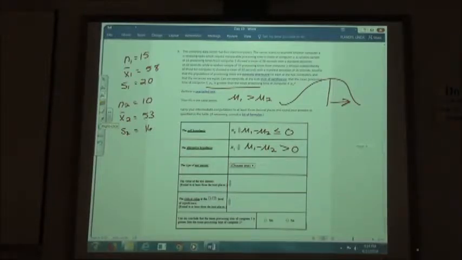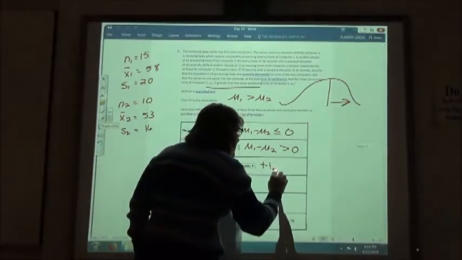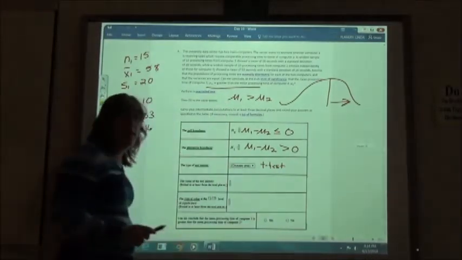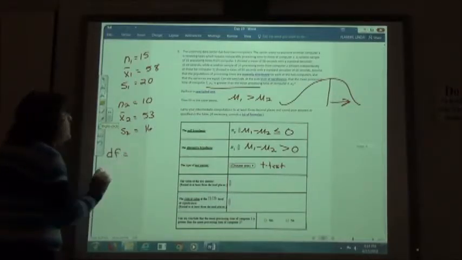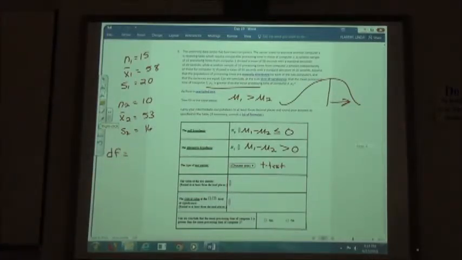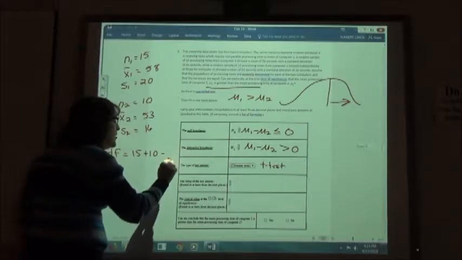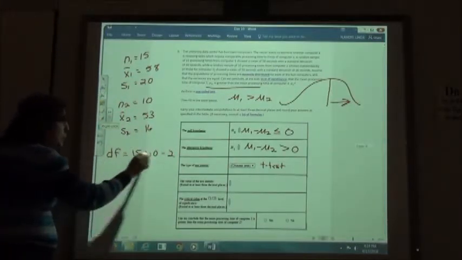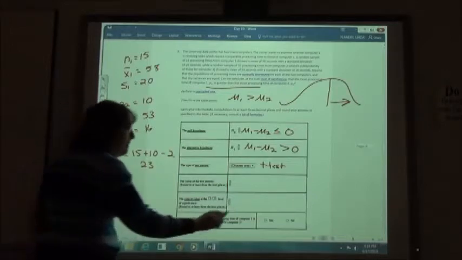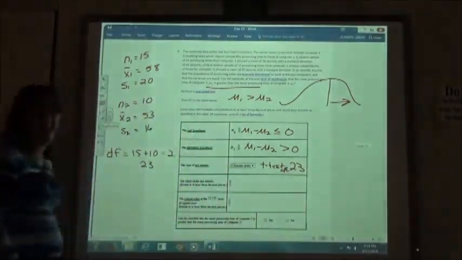All right, the type of test statistic, we know that it's a t-test. We have to find the degree of freedom. How are we going to find the degree of freedom? 15 plus 10 minus 2. N1 plus N2 minus 2. 25 minus 2 is 23. Oops, degree of freedom of 23.